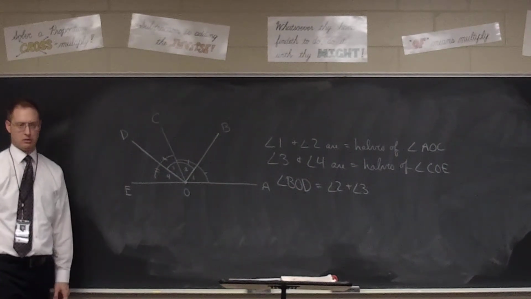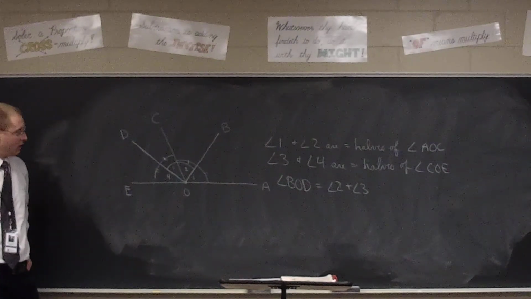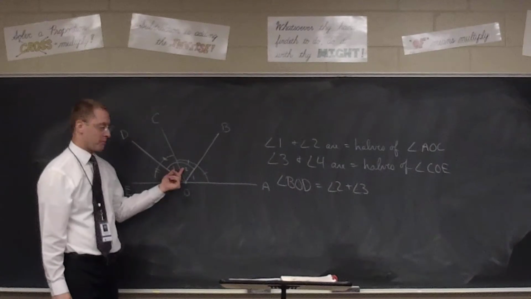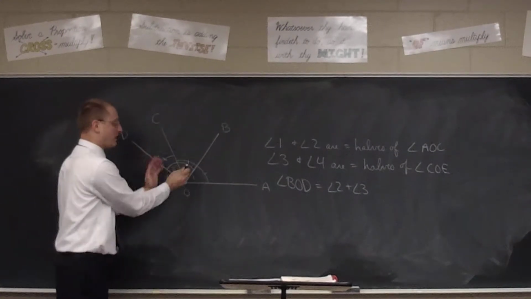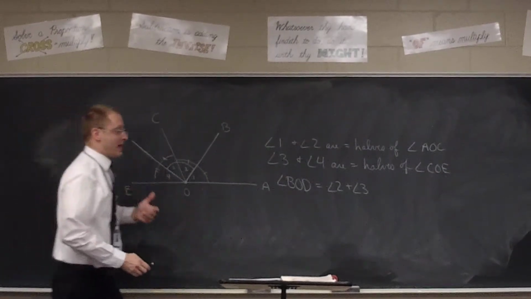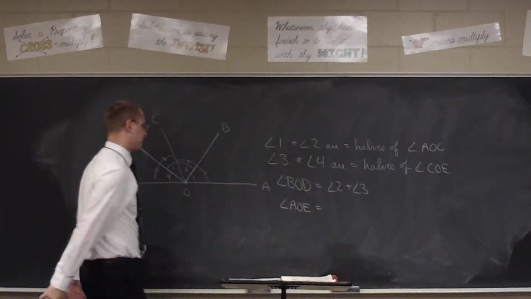Because the line can be divided into 2 equal parts by only 1 point. How about the whole is equal to the sum of its parts? Right? This whole angle equals the sum of its parts. For that matter, while we're on the topic, what about angle AOE? What's it equal to?